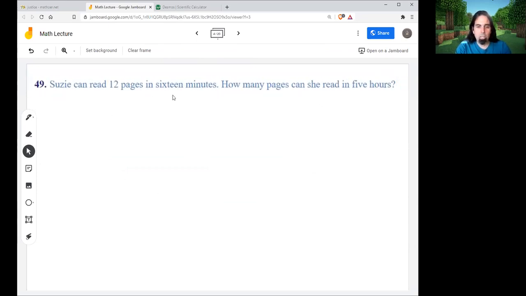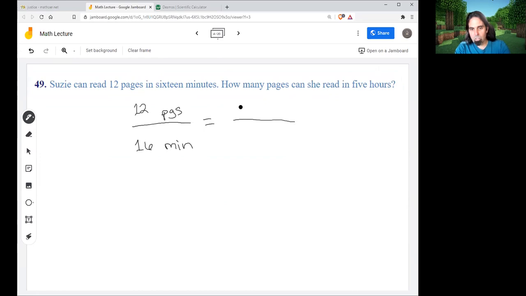Susie can read 12 pages in 16 minutes. That's one situation. How many pages can she read in 5 hours? That's the other situation. Lucky Susie gets to have a 5-hour time for reading. That would be nice. Okay, so one situation, 12 pages, 16 minutes. The other situation, I have no idea how many pages.